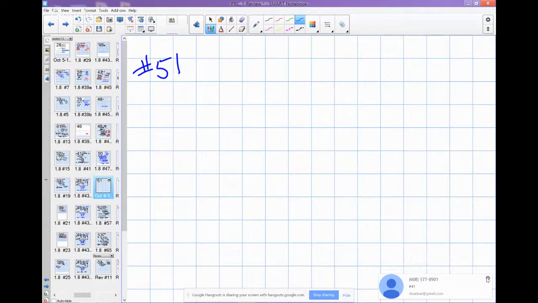All right, so let's do 51. So this says use a graphing utility to graph the equation. Use the graph to approximate the values of x that satisfy this. And the equation is y.